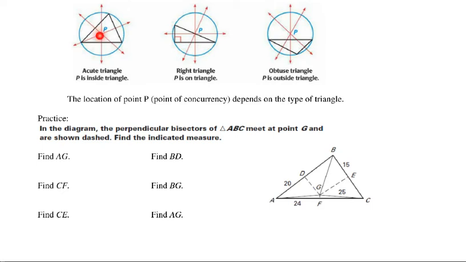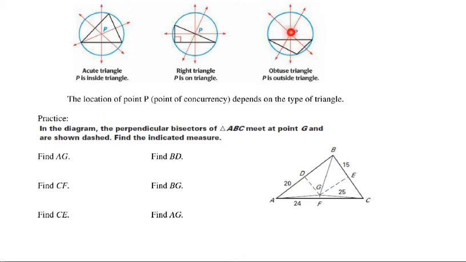If it's a right triangle, the points will actually meet right on the edge of the hypotenuse, at the midpoint of the hypotenuse. If it is an obtuse triangle, then the point of concurrency will be outside of the triangle. So sometimes it could be on a different side, but it will definitely be outside the triangle.